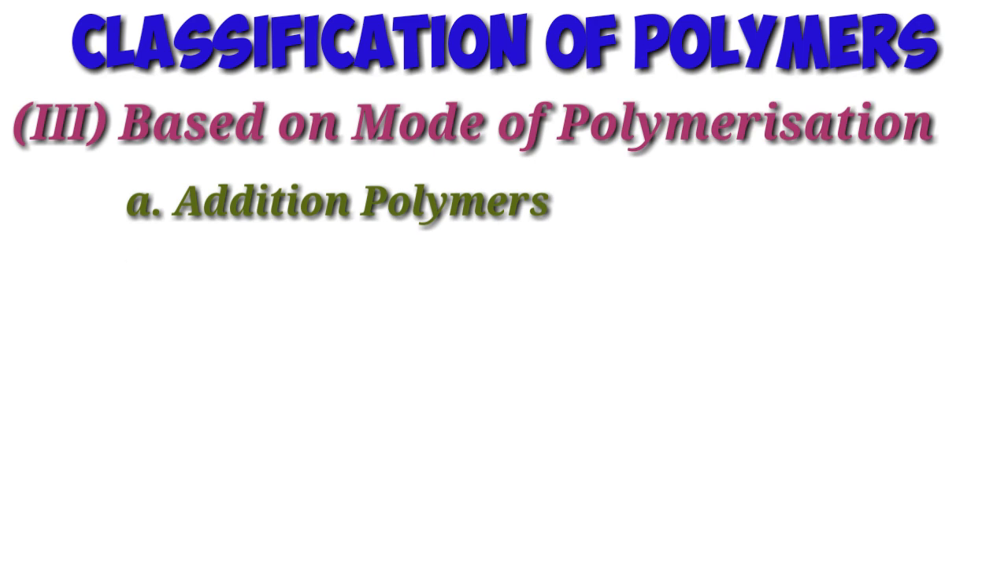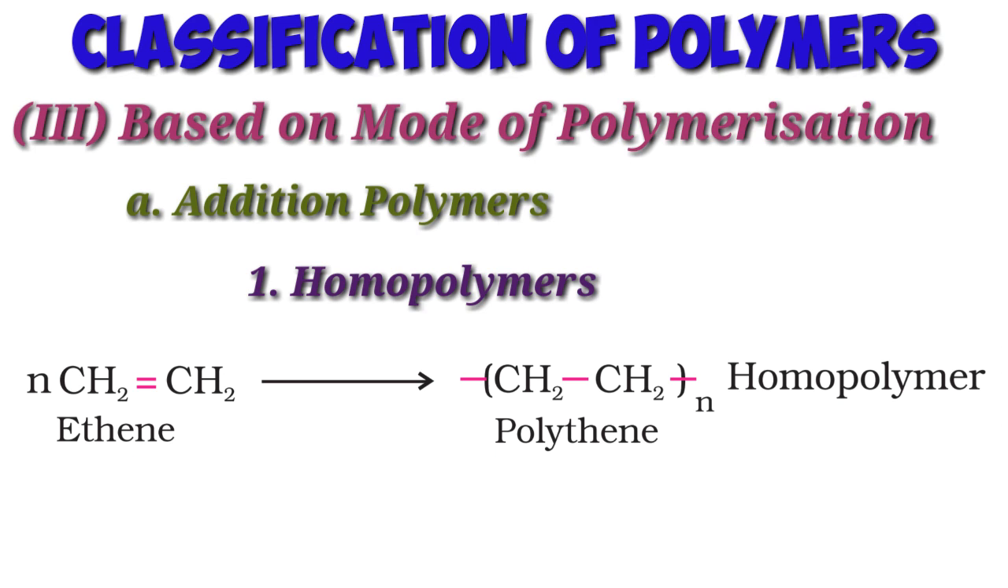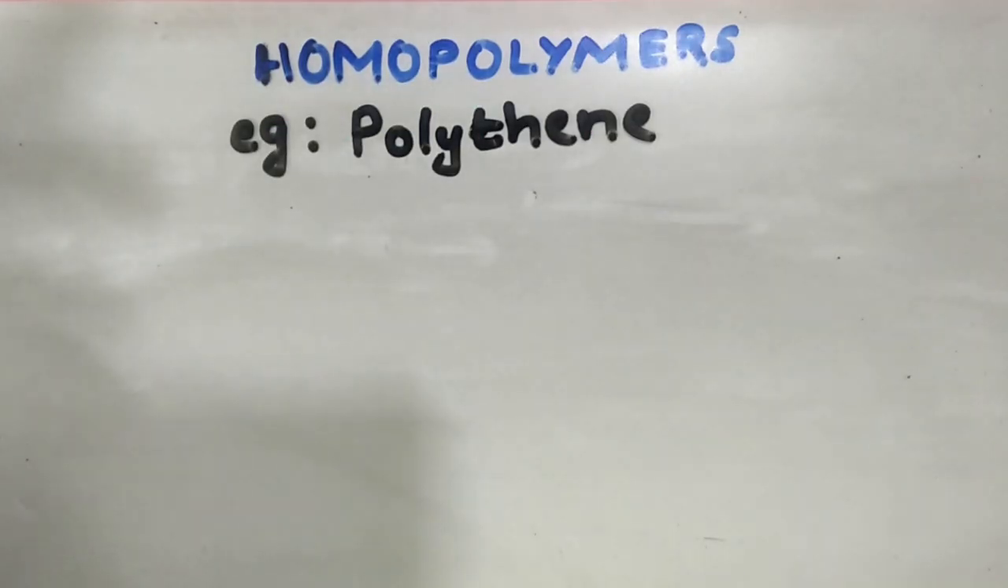Addition polymers are again classified into two, that is homopolymers and copolymers. The addition polymers formed by the polymerization of a single monomeric species are known as homopolymers. Example, polythene. That is, n number of ethene molecules polymerize to form polythene. It is a homopolymer because it is formed only from a single monomer, that is the ethene molecule.